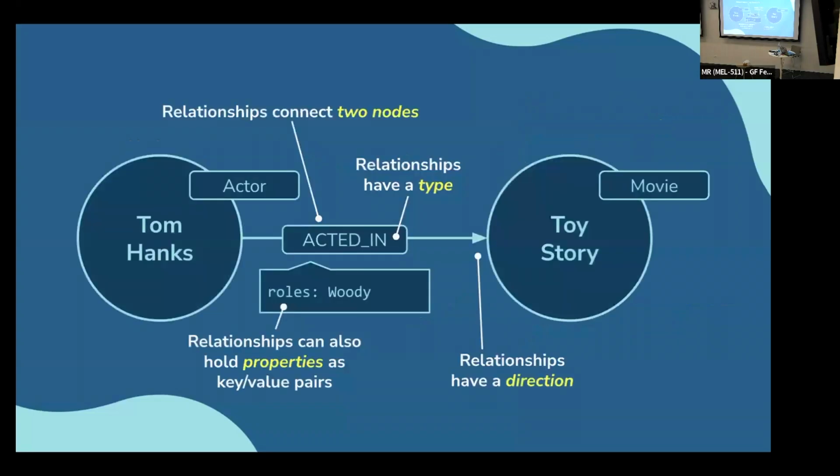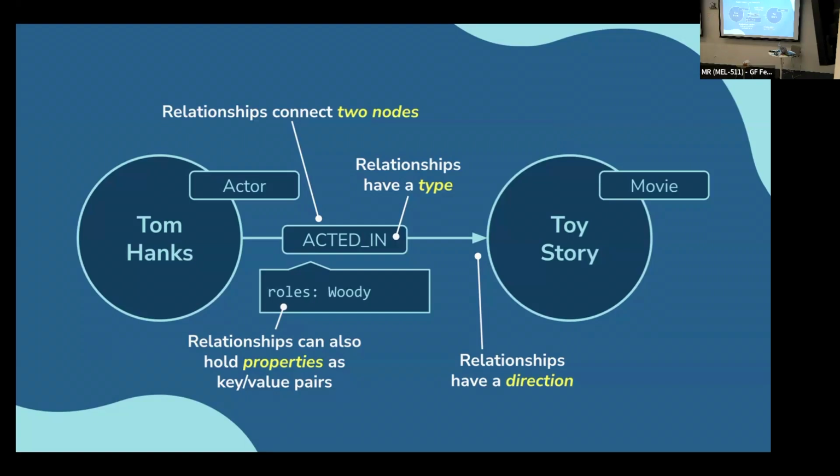Now there will be two nodes which connect with each other through a relationship, ACTED_IN. For example, I have Tom Hanks as one node with an Actor label. The actor acted in a movie, Toy Story. That's it. Now, if you notice over here, there's a type and then there is a direction.